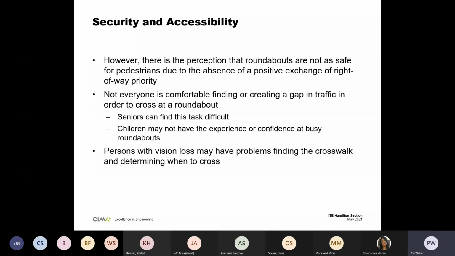But back to the roundabout, there is a perception that roundabouts are not as safe for pedestrians as a signalized intersection because they don't have that positive exchange of right-of-way priority. And that's not entirely unfounded. Not everybody is comfortable finding or creating a gap in traffic in order to cross at a roundabout. And it depends on the roundabout, right? Seniors can find this task difficult. Children may not have the experience or confidence, especially at busier roundabouts. And of course, persons with vision loss may have problems finding the crosswalk and determining where to cross or when to cross.